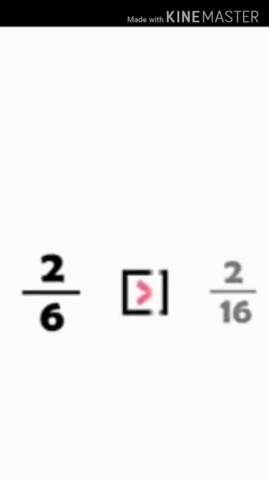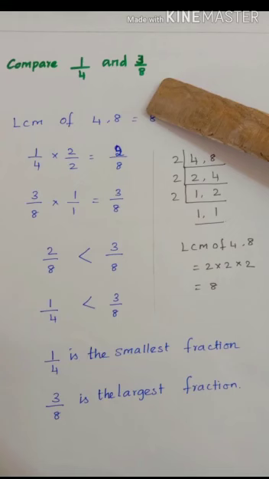Type 3. Let us take 1 by 4 and 3 by 8. Here the denominators and the numerators are different. In that case, we have to use the following steps. First step, take the LCM of the denominators. Next, convert the unlike fractions into like fractions. Like fractions mean those having the same denominator. Then compare the numerators. So, 1 by 4 and 3 by 8.